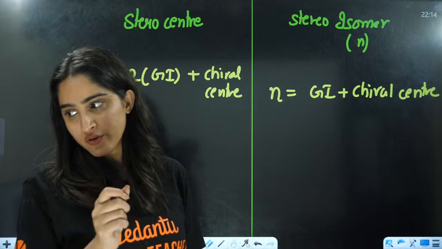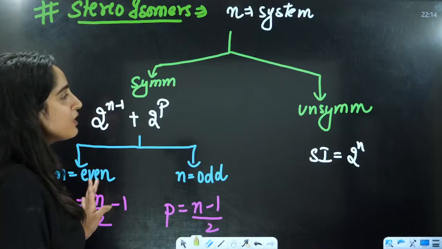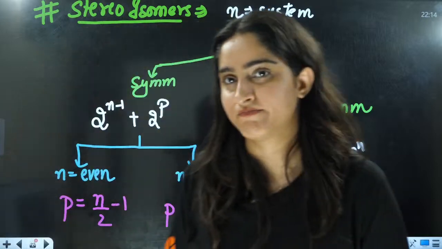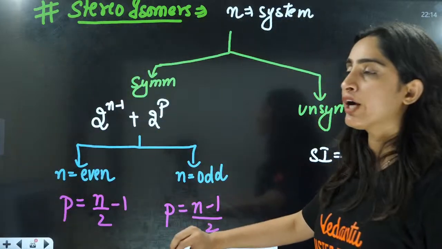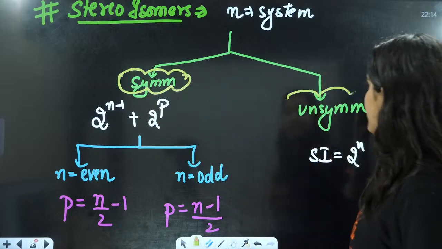N is equal to 2. Symmetrical. No, beta. Symmetrical does not mean even or odd. Right? Symmetrical, we are talking about the structure here. Okay? Let me tell you. I will give you an example about it.